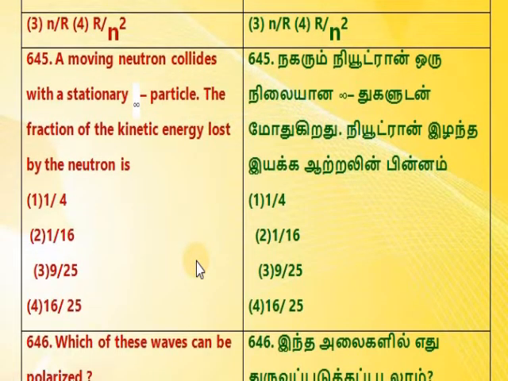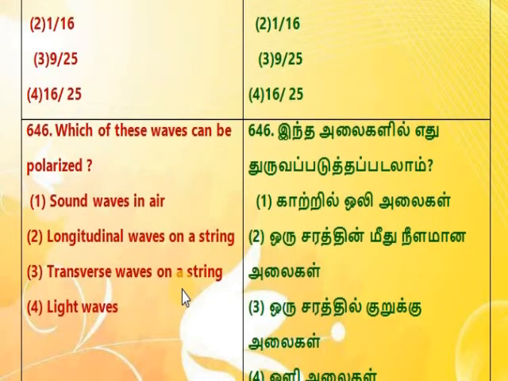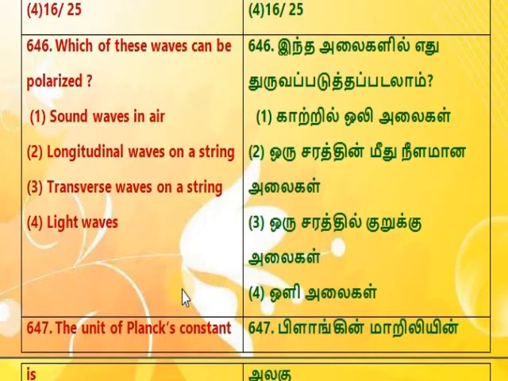645. A moving neutron collides with a stationary particle. The fraction of the kinetic energy lost by the neutron is: 1. 1/4, 2. 1/16, 3. 9/25, 4. 16/25.